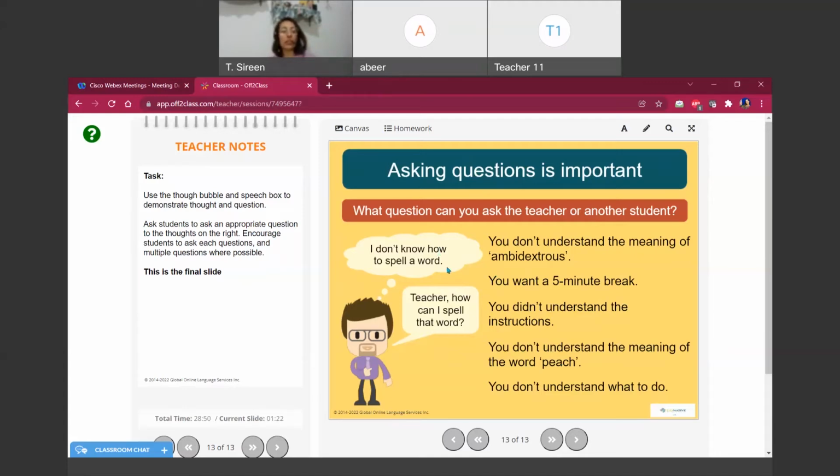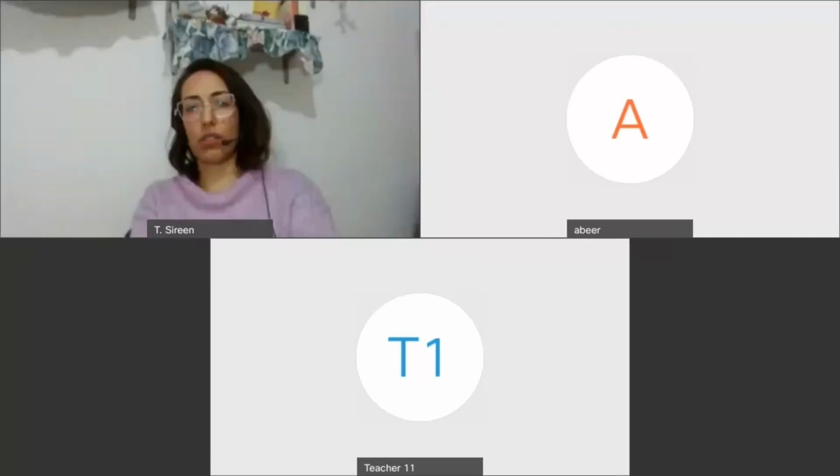Here it says that when students do not understand something, they can use a sentence or a question. So they may say, I don't know how to spell a word, or, teacher, how can I spell that word? So they can put it in two ways. Any questions till now? No, this is very clear.